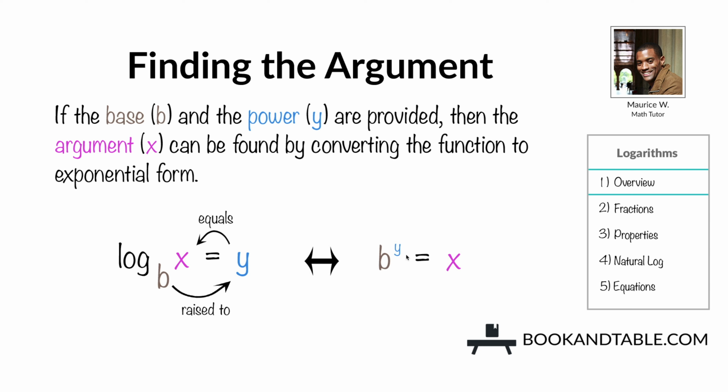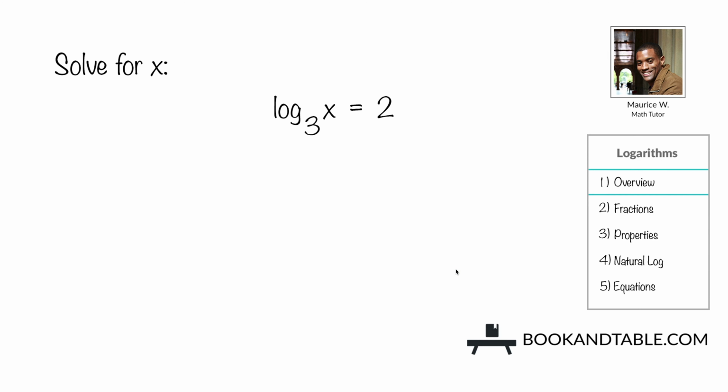So b to a power of y is equal to x. So if we are given our base and our power, by converting it to exponential form, we'll have b and y provided on one side, and we can evaluate that expression to get our argument x.